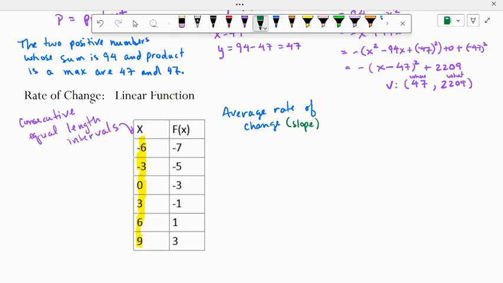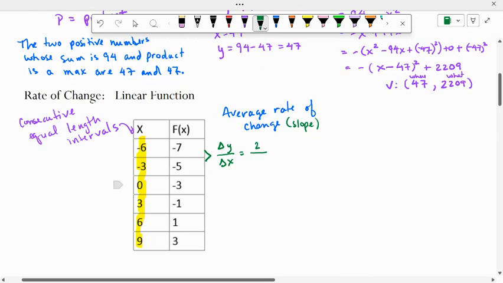Since a rate of change is just a slope, what I'm going to look at here for my rate of change between these two points is change in y over change in x. My change in y is 2, because -7 to 5 is a change of 2, and my change in x we already discussed is 3. For my next interval here, I'm going to go on the opposite side just so I don't get too bulky.